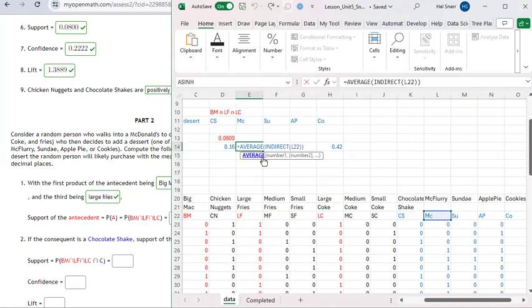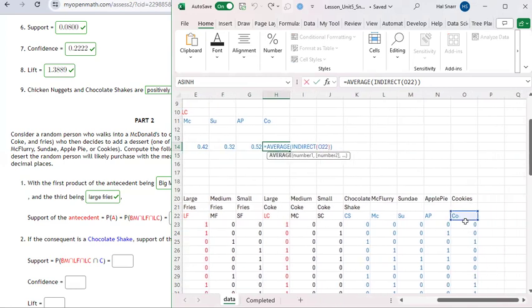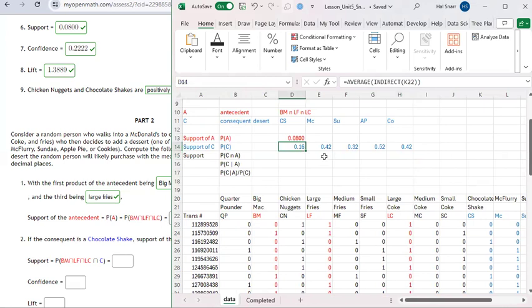So we're taking the average of the ones and zeros below CS. We're taking the average of the ones and zeros below MC. We're taking the average of the ones and zeros below SU for Sunday. We're taking the average of the ones and zeros below AP, apple pie. And then we're taking the average of the ones and zeros below CO, which stands for cookies. So this is my support for the consequent when it's chocolate shake. This is the support for the consequent when it's McFlurry. This is the support of the consequent when it's a sundae. This is the support for the consequent when the consequent is apple pie. And this is the support for the consequent when cookies.